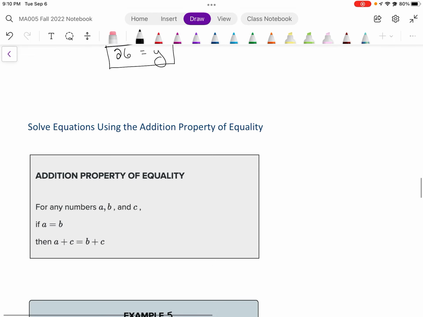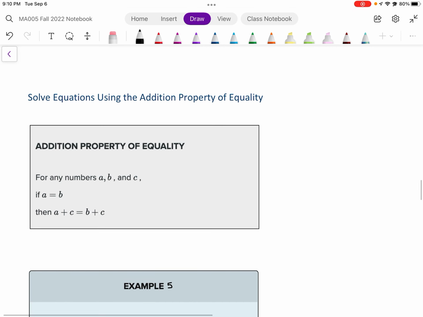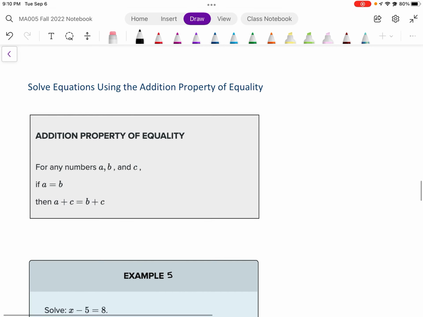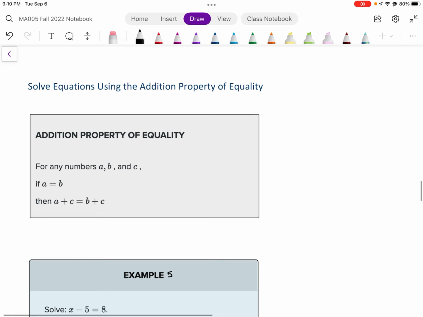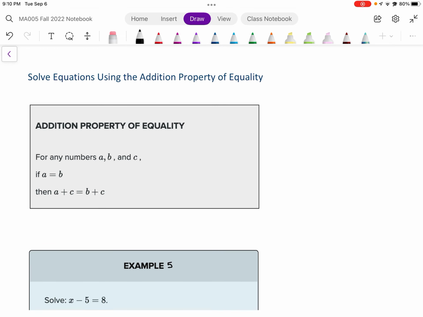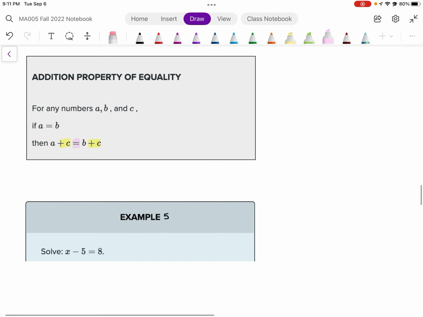All right, solve equations using the addition property of equality. These are a little harder to do with pictures, so I'm not going to use pictures anymore. We're just going to do it mathematically. But for any numbers a, b, and c, if a equals b, then we can add c to both sides. Last time we subtracted, now we're adding, and they are still equal to each other. So this works if it's subtraction. That's how we're going to get rid of things: we're going to add the subtracted thing and make it go away.